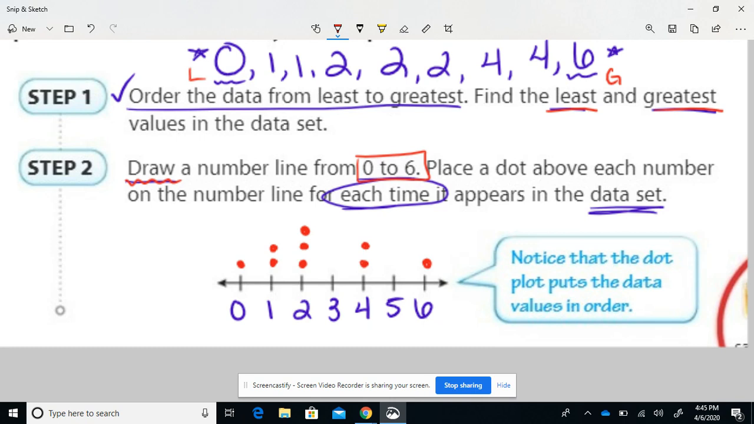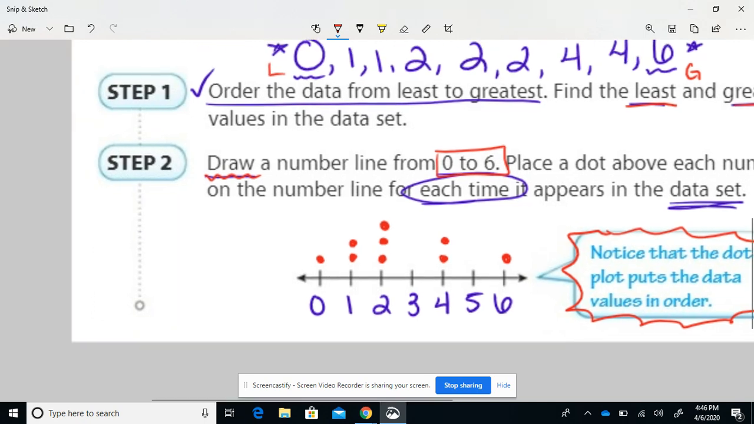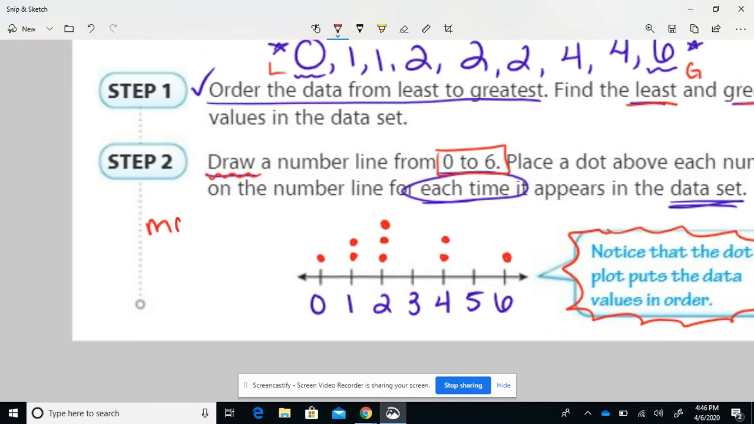But now we can use that dot plot to draw inferences, okay? If you notice, there's a little bubble here that says, notice that the dot plot puts the data values in order. So it makes it a little bit easier for you to see how it spans. For instance, right now it is super easy for me to identify my mode. I'll give you a minute to look at that, see if you can come up with an idea.